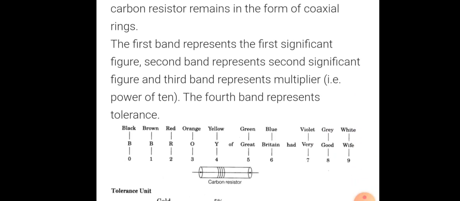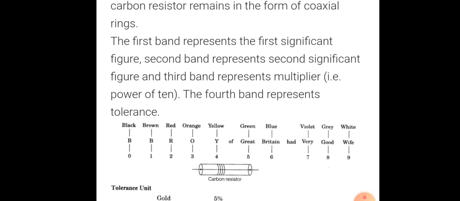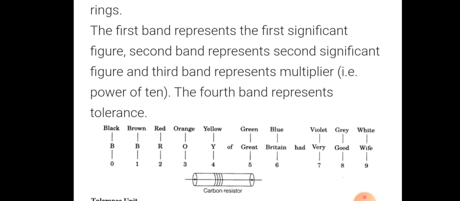Color code of resistance. The color code on the carbon resistor is in the form of coaxial rings. The first band represents the first significant figure, the second band represents the second significant figure, and the third band represents the multiplier, that is the power of 10. The fourth band represents the tolerance. Black, Brown, Red, Orange, Yellow, Green, Blue, Violet, Grey, White: B.B. Roy of Great Britain had a very good wife.